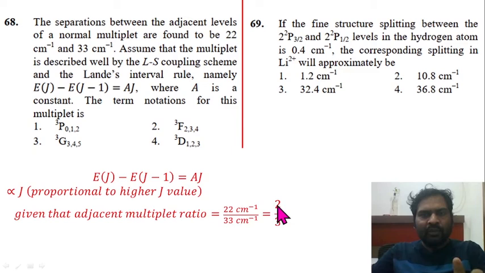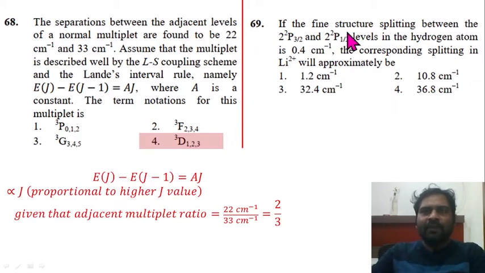So it will be the ratio of 2:3. Okay, just find out the ratio here in all the cases. So the ratio depends on the particular higher J values. So 1:2, 3:4, 4:5 and 2:3. So this option number 4 is correct.